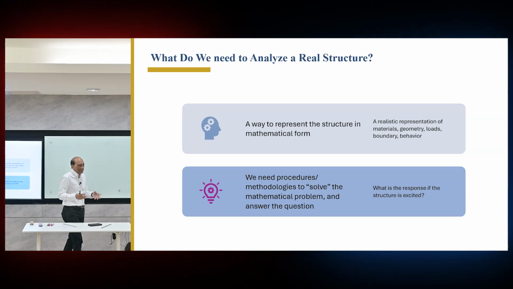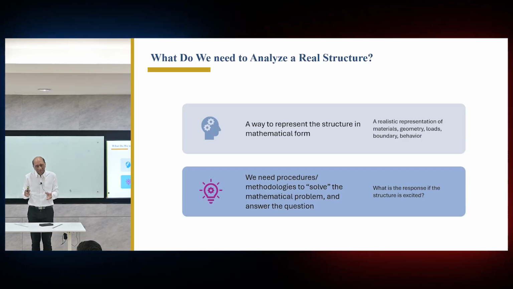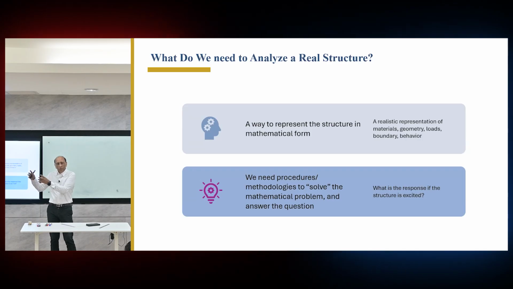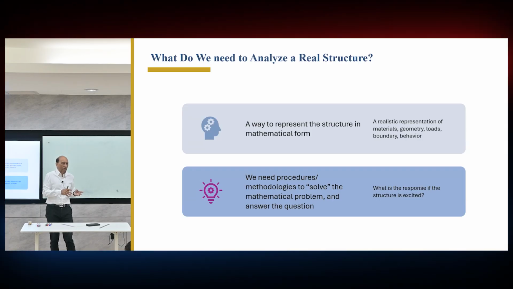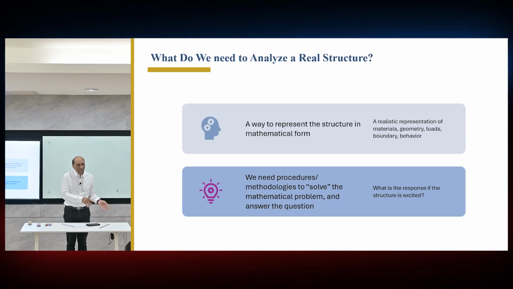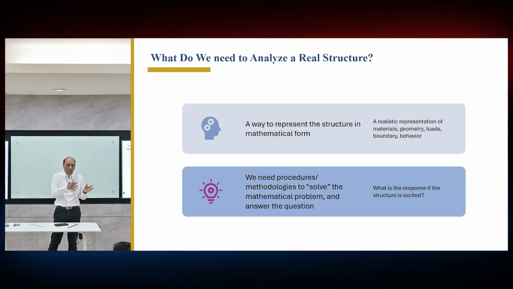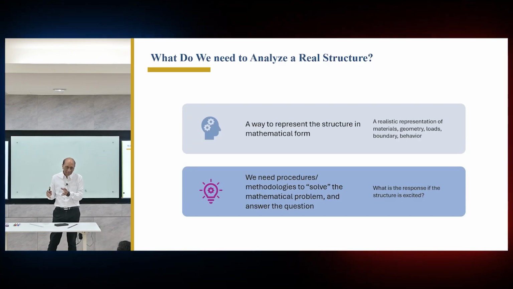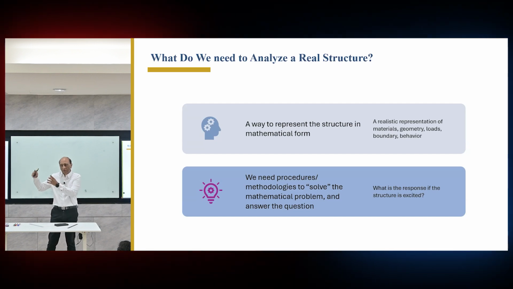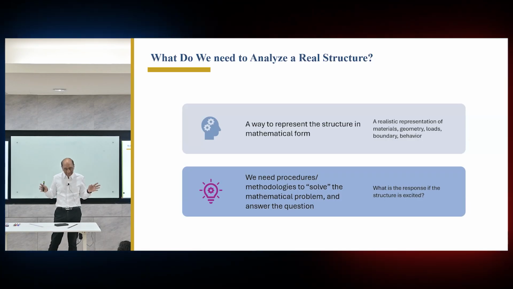So that's the problem here. We need two things. First of all, a way to represent the real structure reliably, realistically in a mathematical model. Then we need a tool to solve that mathematical model so we can get the response out. Those are two very different problems. One is called modeling, one is called analysis. So the step to convert the structure into a mathematical form suitable for solution is modeling, and then solving that model to get the response is the second step. So we're trying to solve two things at the same time.